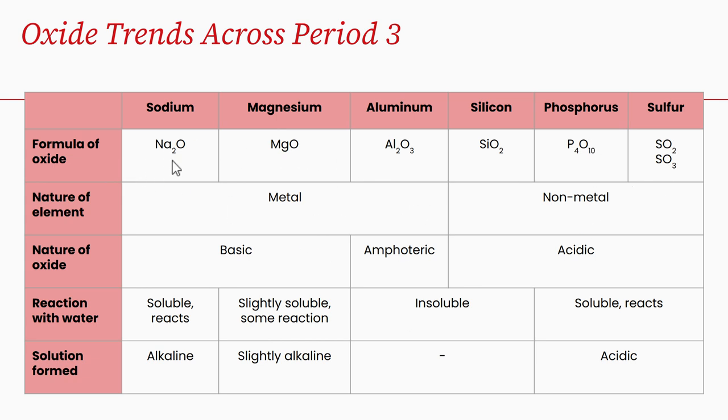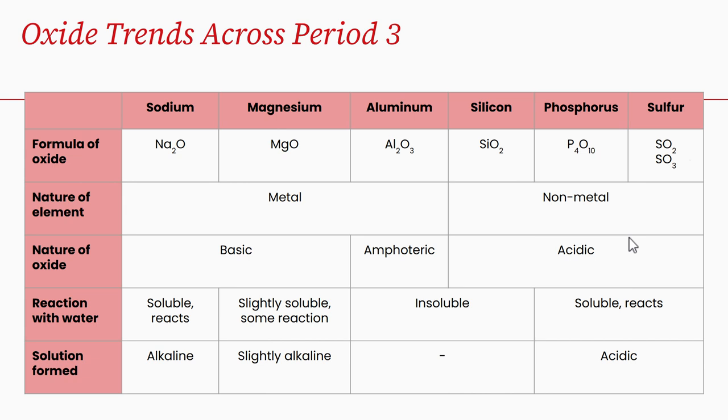So, as we see, sodium, magnesium, aluminum, they're all metals. The nature of the oxide is slightly basic. Reactions with water: soluble, reacts; slightly soluble, some action; and then the solution formed will be alkaline or basic. It will make a basic solution. Aluminum's a little different. It's amphoteric, which we'll talk about later, and is insoluble in water.